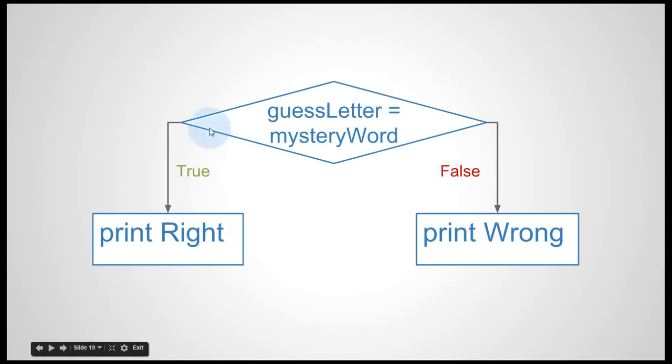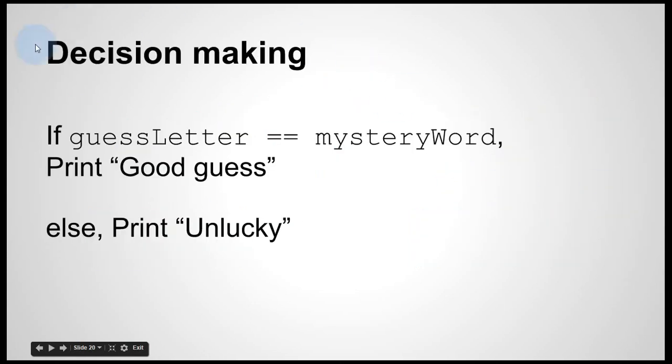Okay, next thing we need to implement is the two choices that we want to have, the decision making thing. So we need the decision making tool, and let's first take a look at the features that we want, right? We want if guest letter equal mystery word. We use the double equal sign here. We're going to print good guess, else we're going to print unlucky.